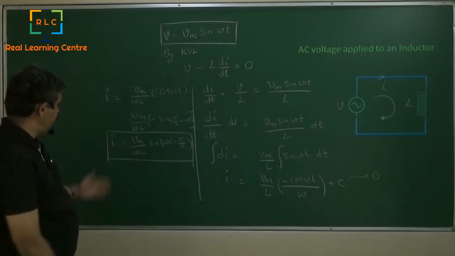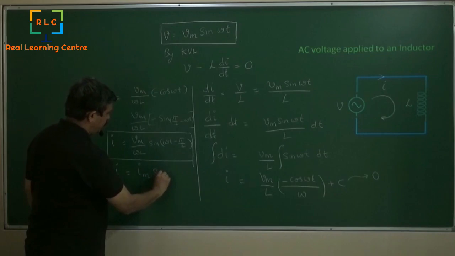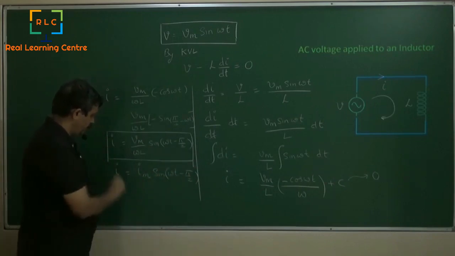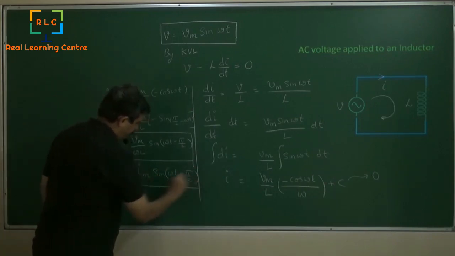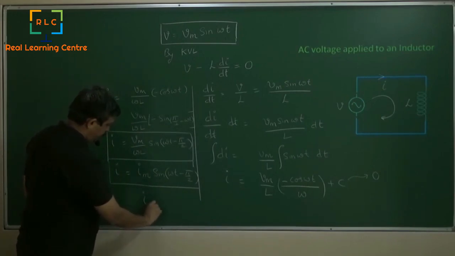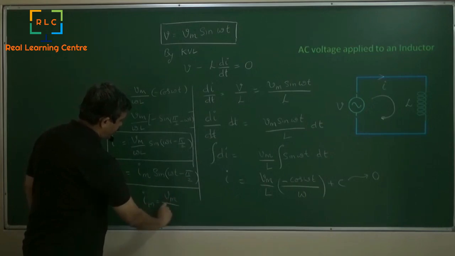So we are going to basically also write this as I is equal to I max into sin(omega t minus pi/2). Hence, we can actually say that I max simply is equal to V max by omega L.